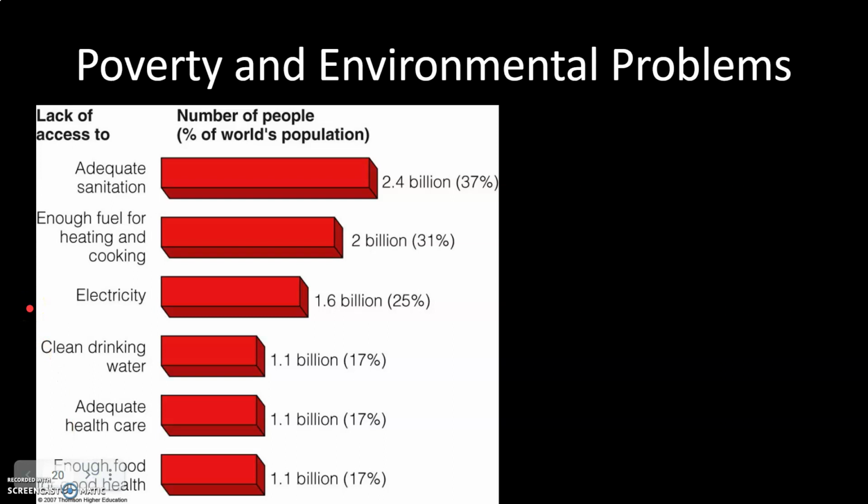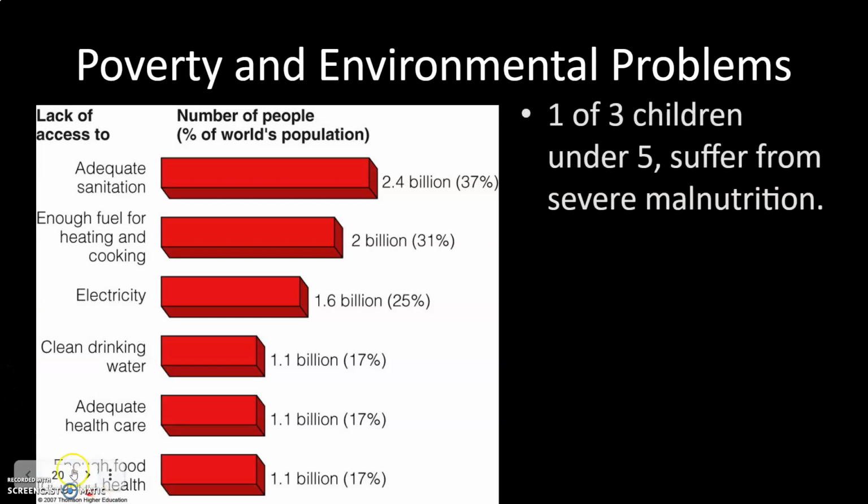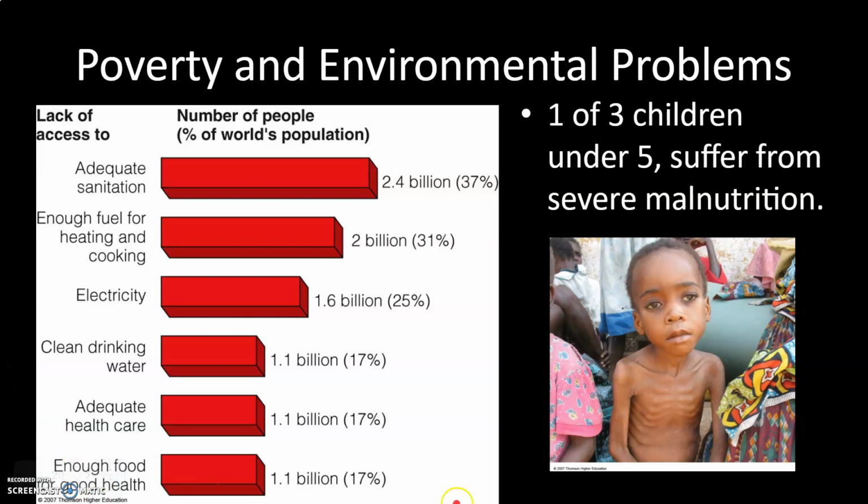Okay, looking at this one, environment and poverty, environmental problems, you can see it gives some numbers and percentages of the amount of people in the world that lack access to a variety of things: sanitation, fuel, electricity, drinking water. It's kind of disturbing the amount of people you see on here that are lacking what we just call basic goods. And you can see here an individual clearly lacking food and general resources.